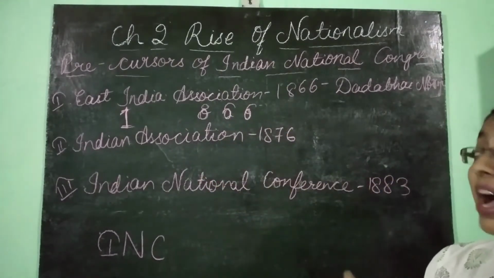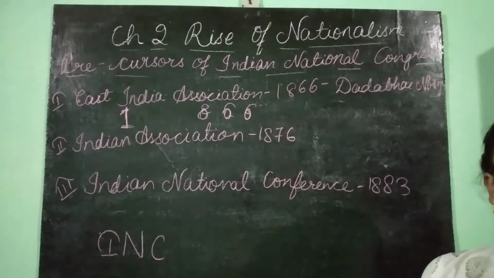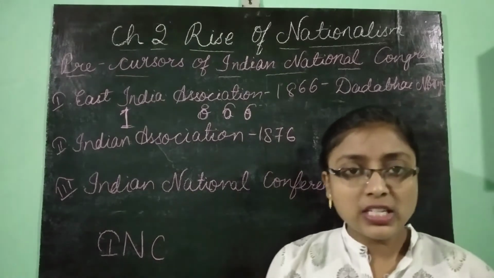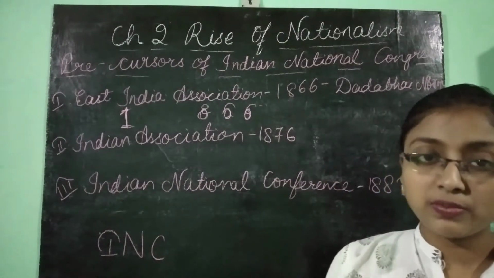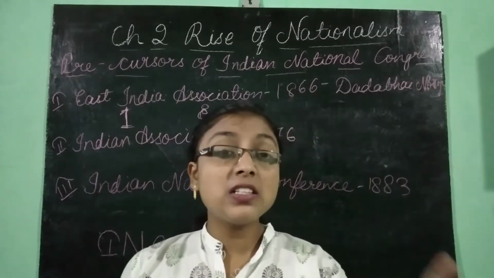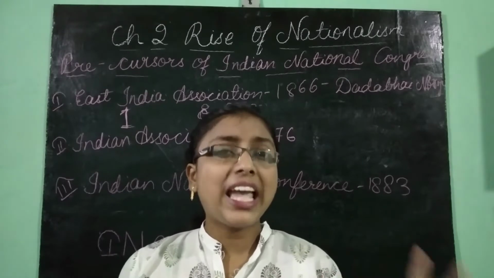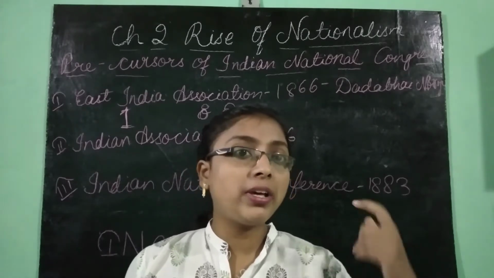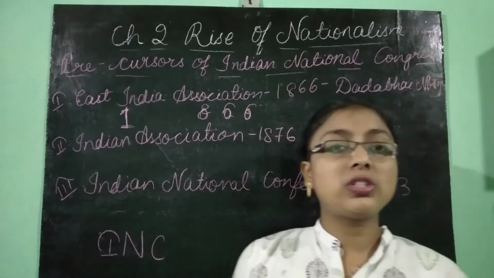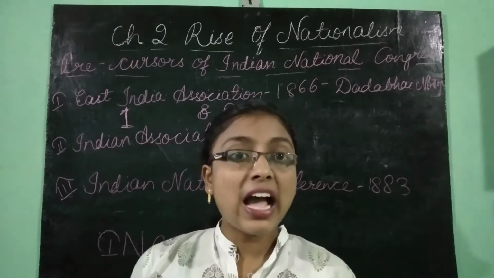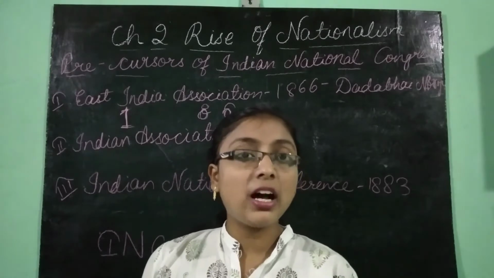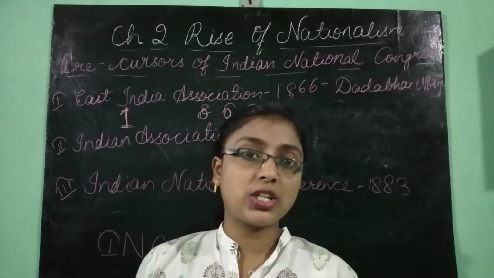By whom? By Dadabhai Naoroji. Now, if any association, society, or political body is formed, then it's obvious that it has an aim, it has a goal. So what was the purpose of this East India Association? The main purpose of the East India Association was to present the grievances of Indian society, the grievances of the people in India, before the British government.